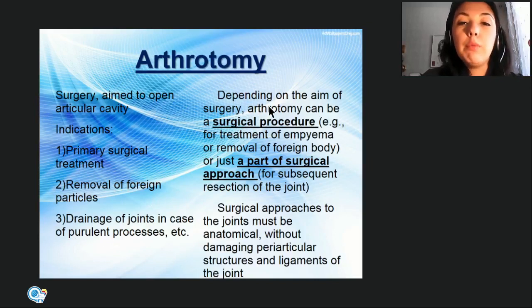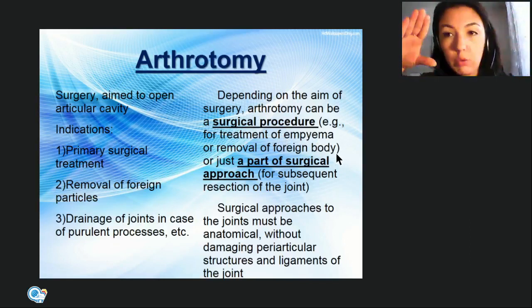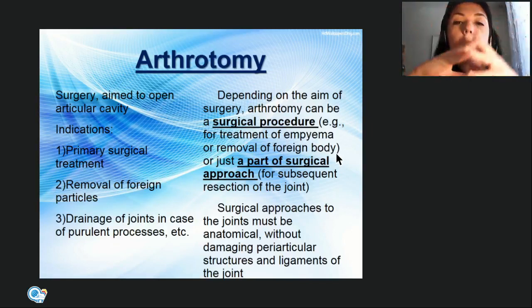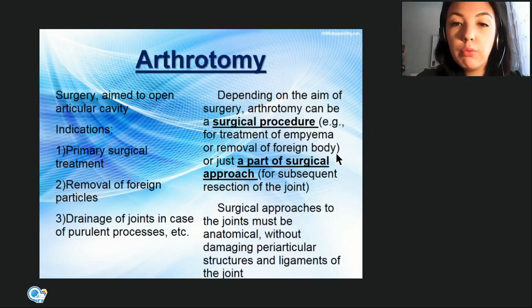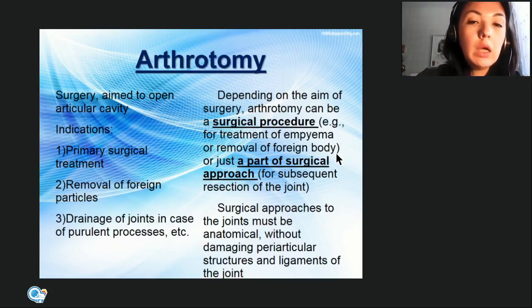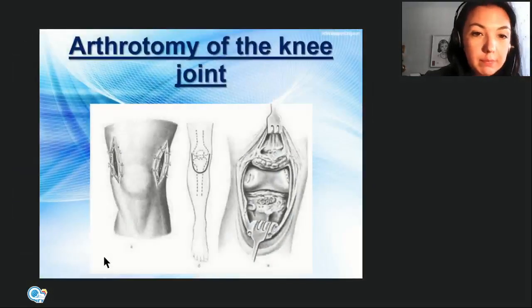So depending on the aim of surgery, arthrotomy can be a separate surgical procedure. For example, for treatment of empyema, this purulent process in the joint, or removal of a foreign body. In this case, we just perform arthrotomy, and that is all. Or just a part of a surgical approach for subsequent resection of the joint, for example. Surgical approaches to the joints must be anatomical without damaging periarticular structures and ligaments of the joints.